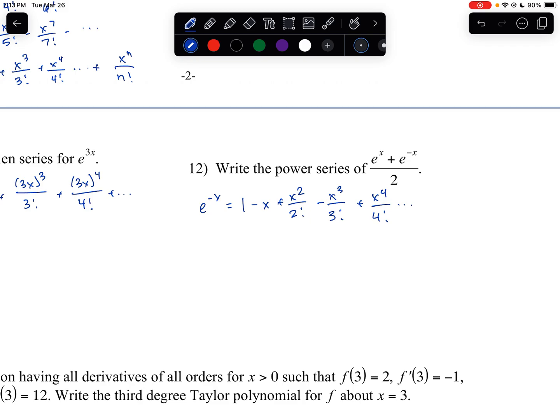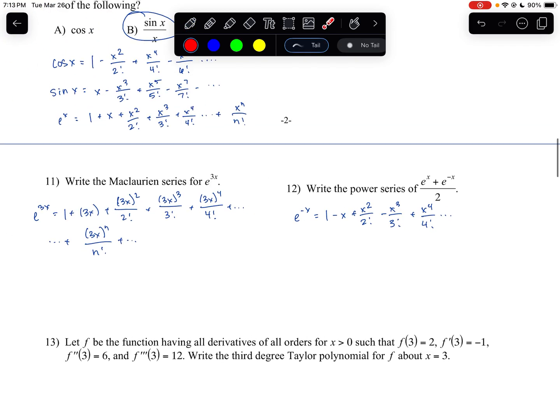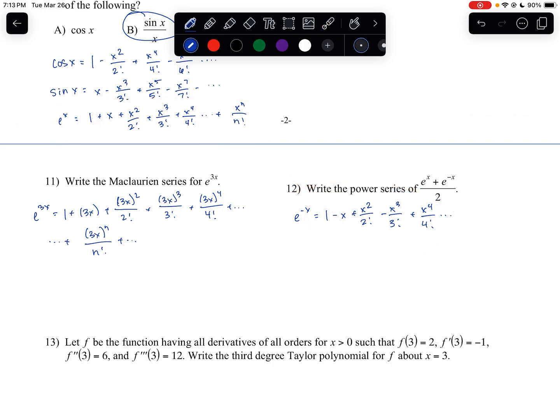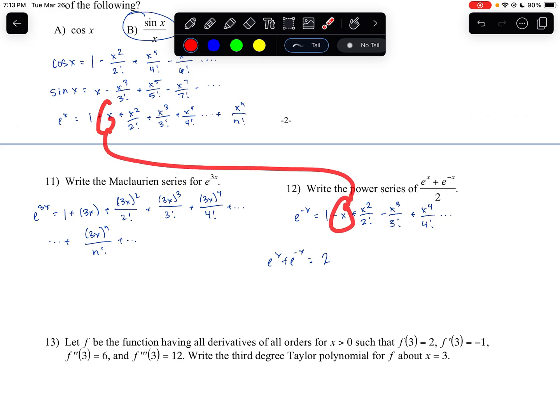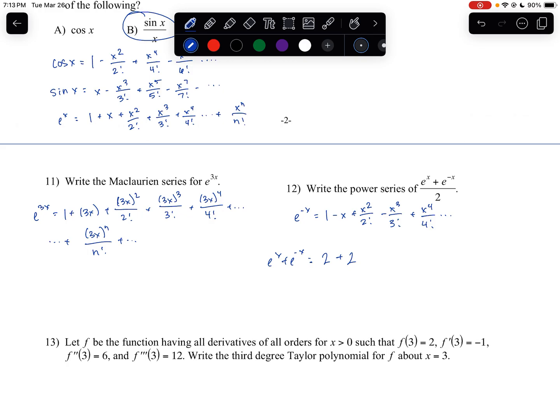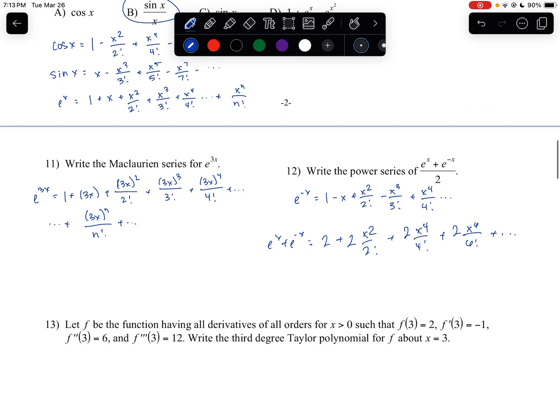So if I were to add e to the x and e to the negative x, think about it like I'm adding these two together. If I add them together, I get 1 and 1. That's going to give me 2, right? So e to the x plus e to the negative x is going to be equal to 2. If I add the next terms together, those are going to cancel. These are going to cancel too, right here. This right here is going to double because I have 2 of them. So plus 2 x squared over 2 factorial plus 2 x to the fourth over 4 factorial plus 2 x to the 6 over 6 factorial, so on and so forth.